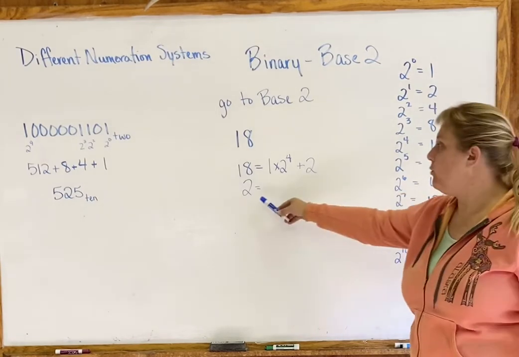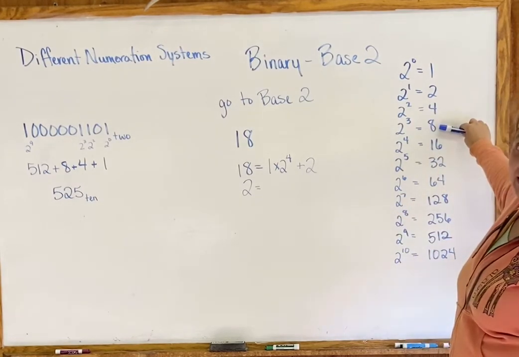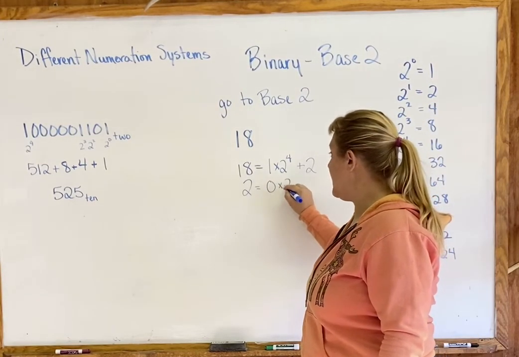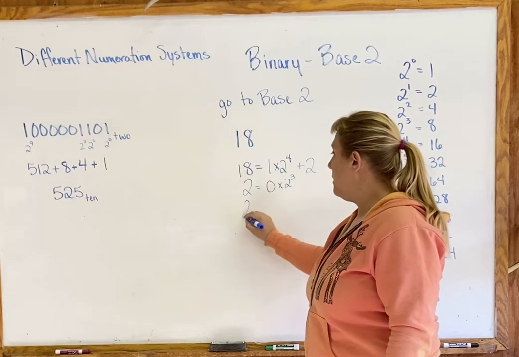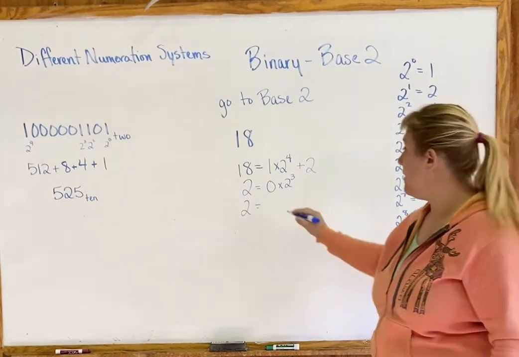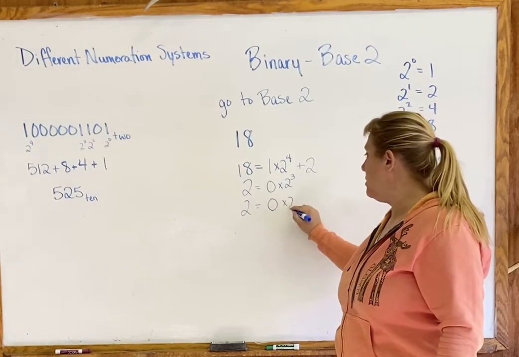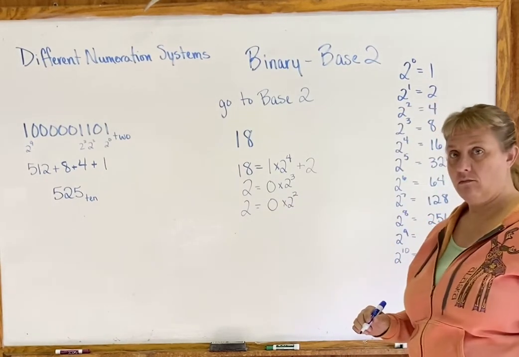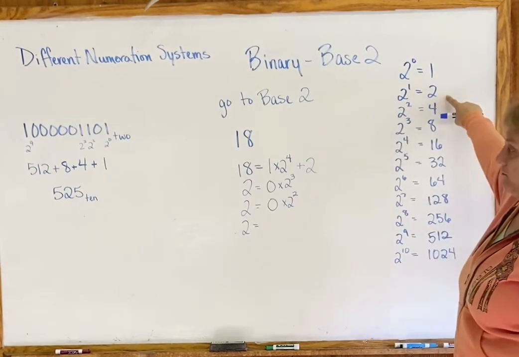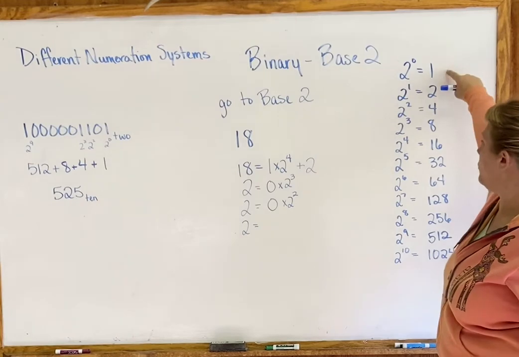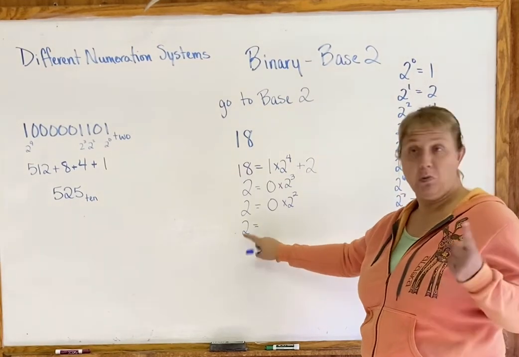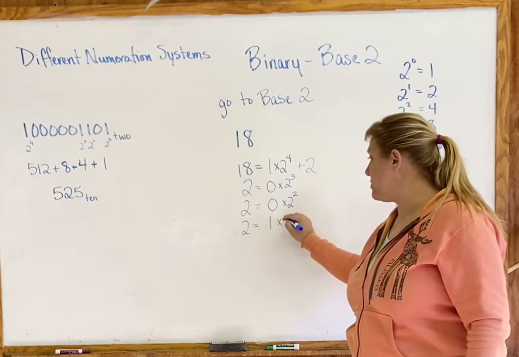So can we divide 2 by 8? We can't, which means there are 0 8s in this number. Can we divide 2 by 4? We can't. So there are 0 4s in this number. Then finally we get down to this one. Okay, so we're cycling down through them. And so how many 2 to the firsts are in there? Just 1. So this is 1 times 2 to the first.